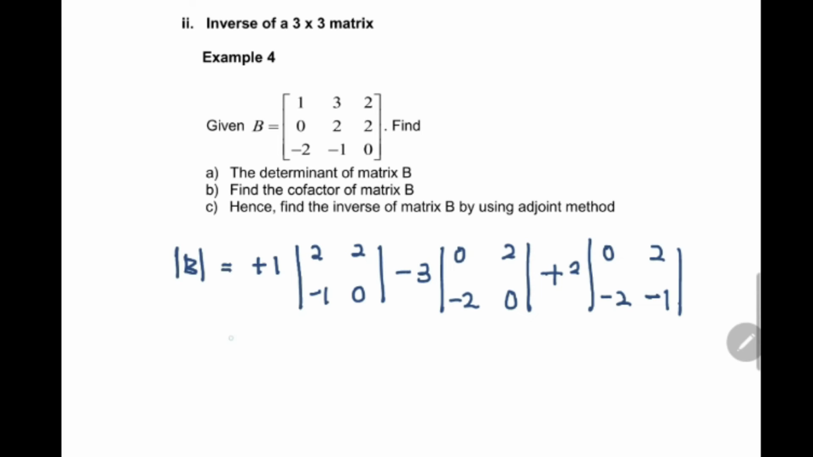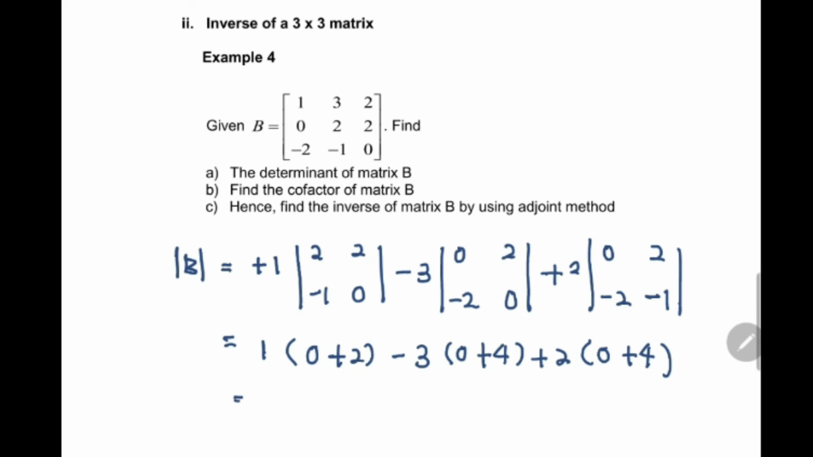Okay, then 0 plus 2, minus 3 times 0 plus 4, plus 2 times 0 plus 4. And then you simplify, you get negative 2 minus 12 plus 8 equals negative 2. Understand, everyone? Alright.